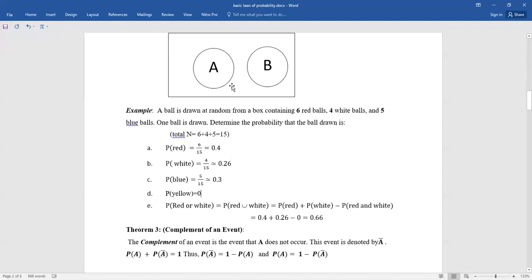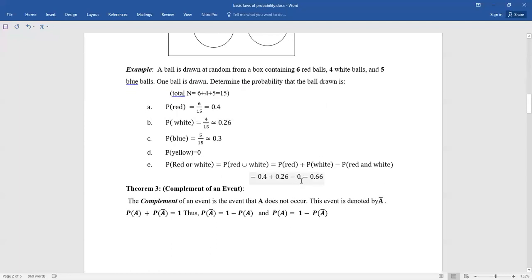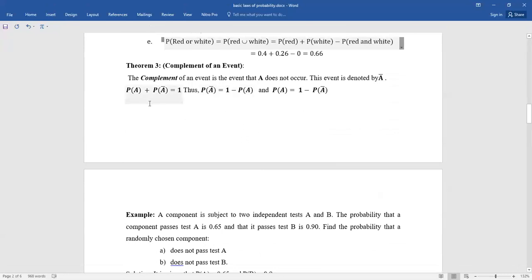And minus red and white ball. So a ball cannot be both. One may be the red ball, one may be the white ball. They cannot have both colors in a ball. Okay, simple. Like a pen, it cannot be two colors. Normally one color. It may be blue color, red color, or green color. So sometimes they cannot happen together. It should be 0. So if you do it, it will be 0.66. So the probability of a red or white ball will be 0.66.